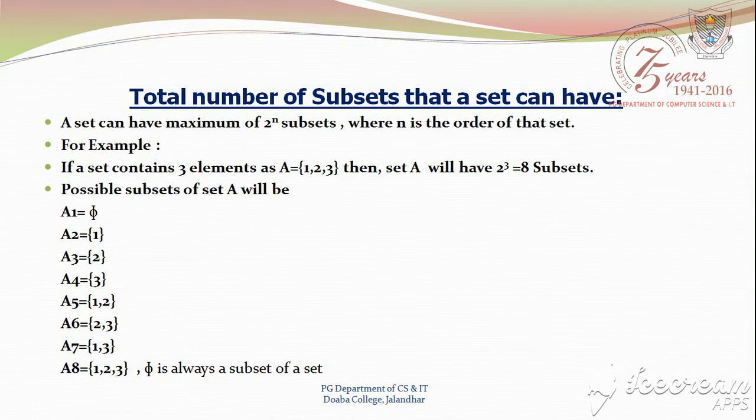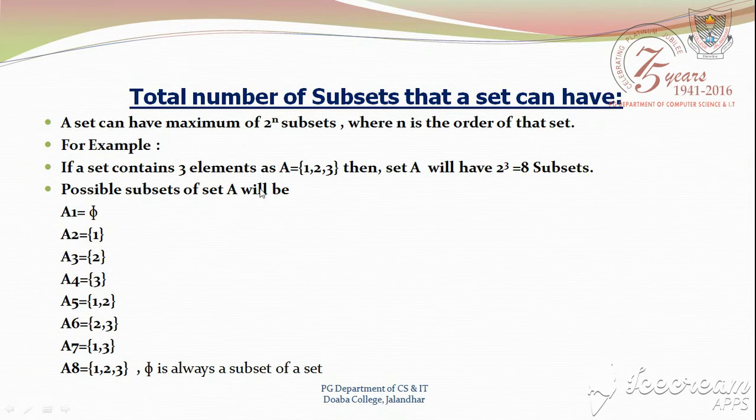Next is the total number of subsets that a set can have. If a set has n elements, then we can write 2 raised to the power n subsets from that set. Consider an example to understand this concept.